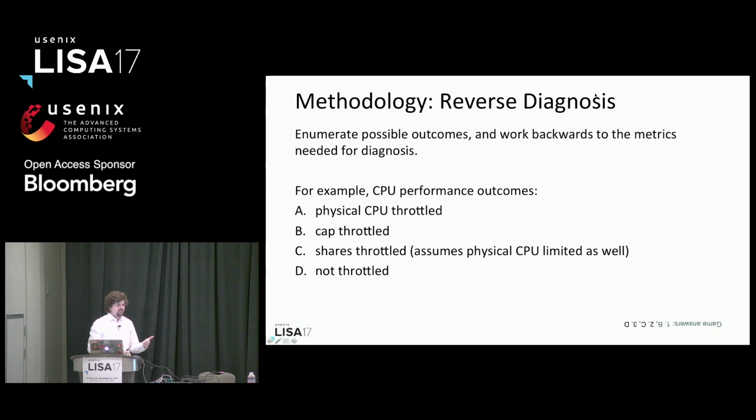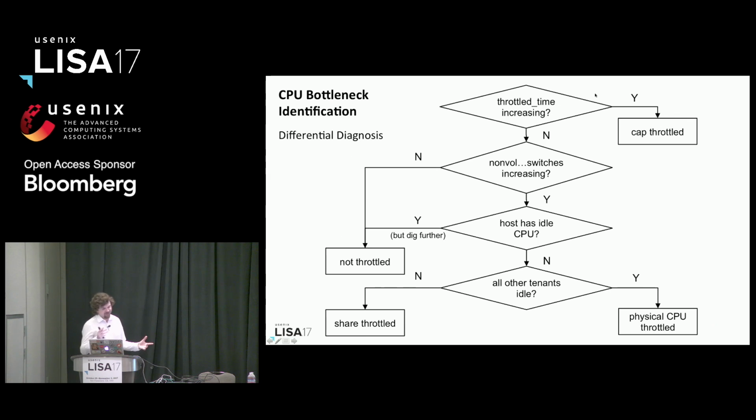So we're either physical CPU throttled, and that's where you're just out of CPUs. It doesn't matter what the software configuration is. You're just out of CPUs. You're cap throttled, which is the hard cap. You're share throttled. And you can only really be share throttled if you're physical CPU throttled, because if you're not physical CPU throttled, then you can still burst. Or you're not throttled. So I came up with this diagram, which helps a lot.